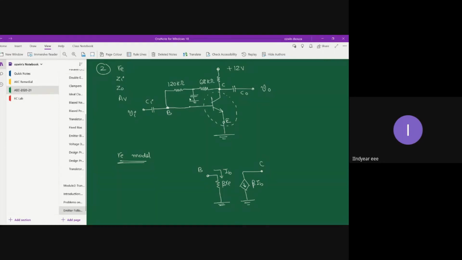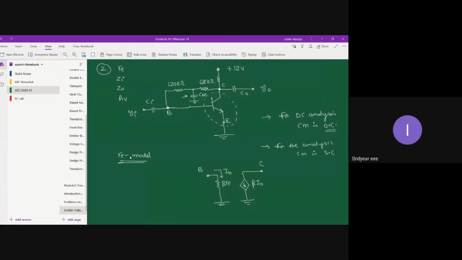I want you to observe one important thing. For DC analysis, what will happen to this capacitor? Let me call that capacitor CM, I'm just giving a name. For DC analysis, CM is open circuit. OC means open circuit. On the other hand, for AC analysis, CM is short circuit. Now we are constructing the RE model, and the RE model is AC analysis.